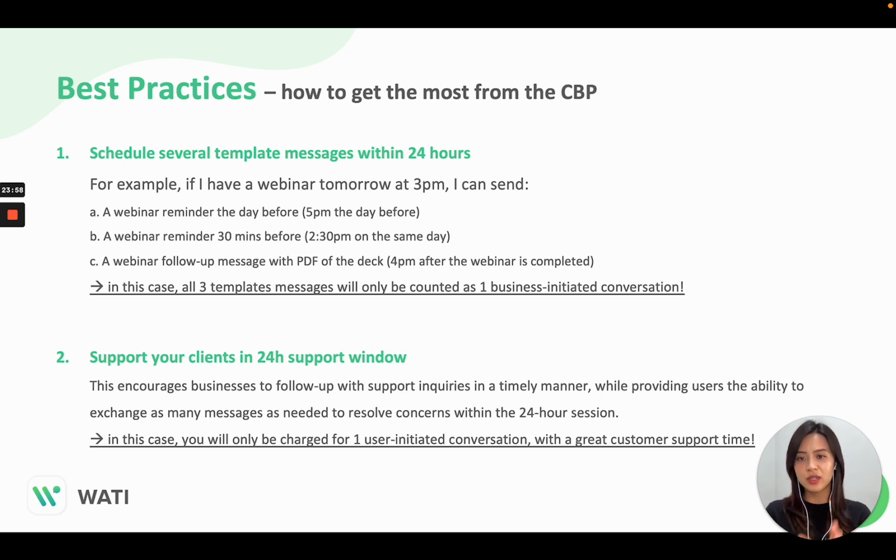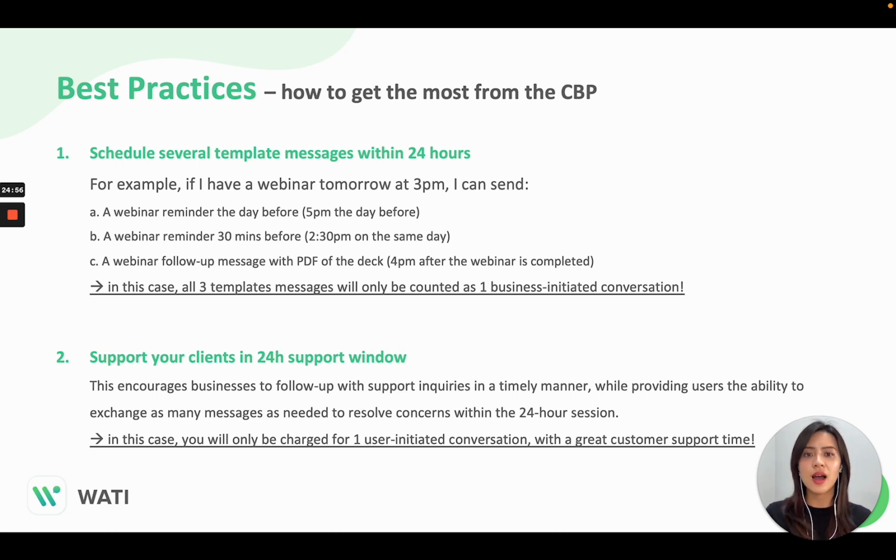So I would suggest, for example, you can schedule well-structured messages in 24 hours. Let's say a webinar reminder, where I'm going to hold a webinar at 3 p.m. Then I would like to send a reminder at 5 p.m. the day before, and then another 30 minutes before the webinar as a reminder on the same day, and a follow-up message after the webinar. In this case, I started at 5 p.m. on purpose, so I will have enough time to send the follow-up message with the PDF deck of the webinar within 24 hours as well. And therefore, in this case, I'll only be charged for one business-initiated conversation, even if I'm sending 3 template messages out. So for support, this really encourages businesses to follow up with your clients in a timely manner, within 24 hours.